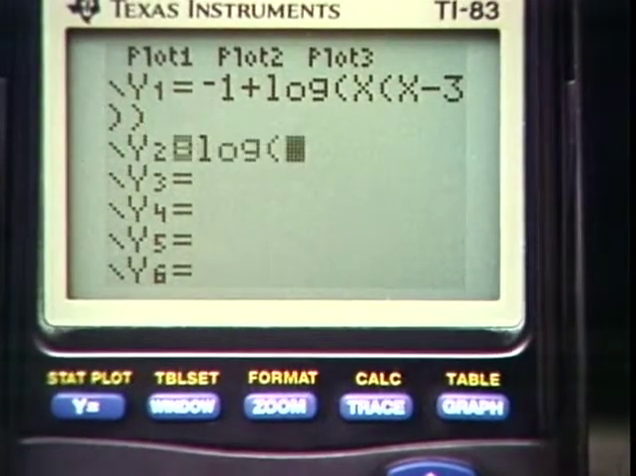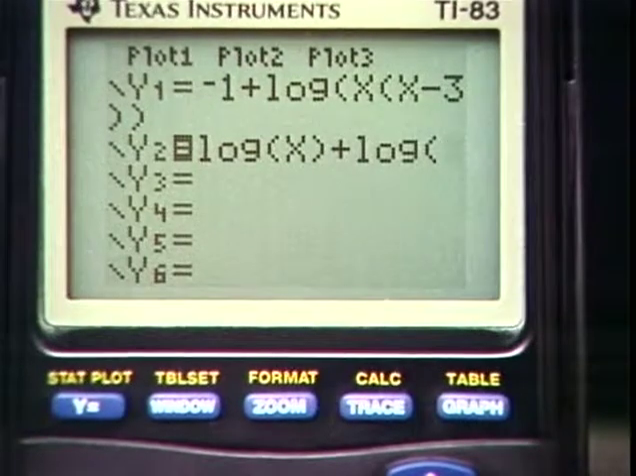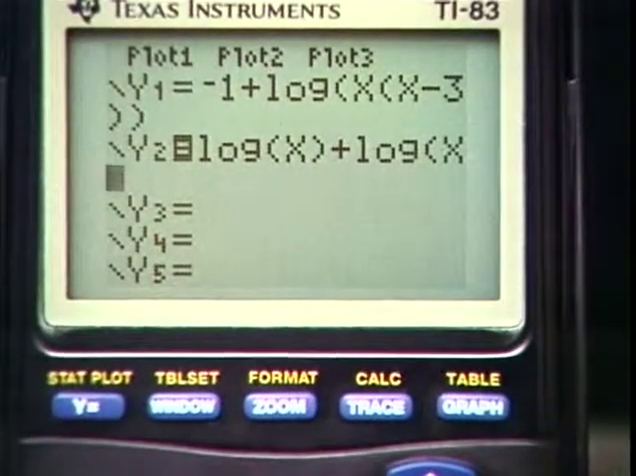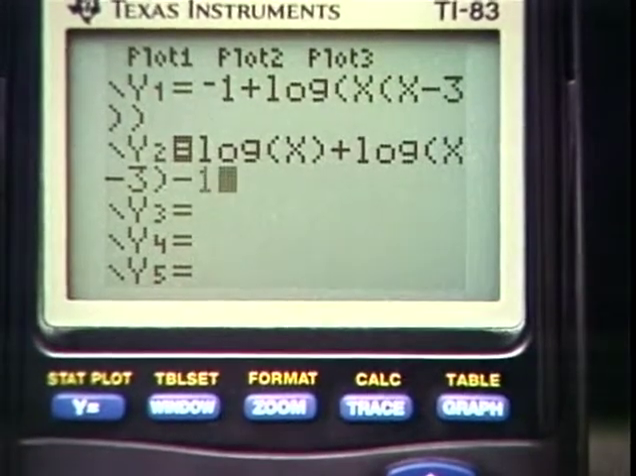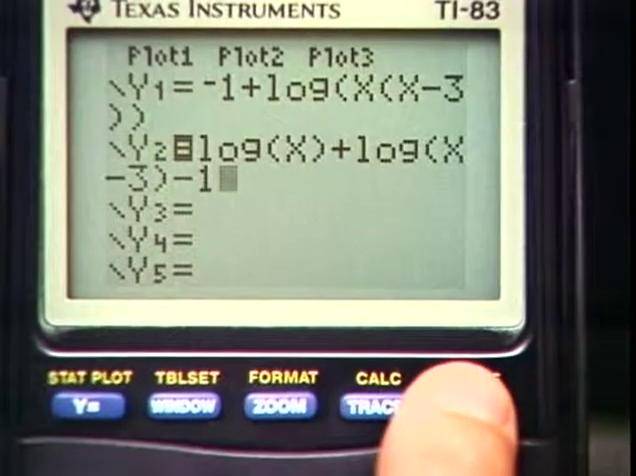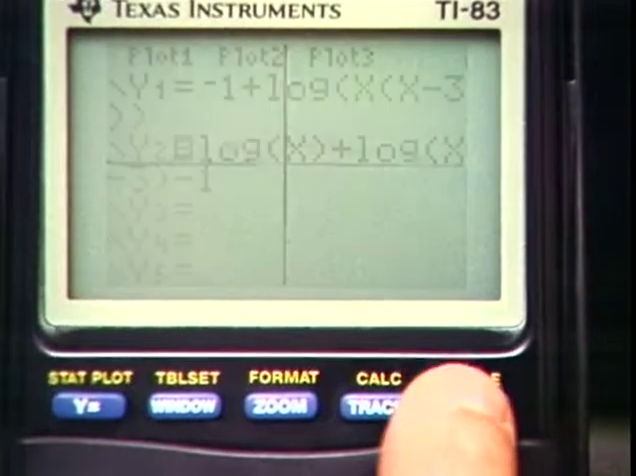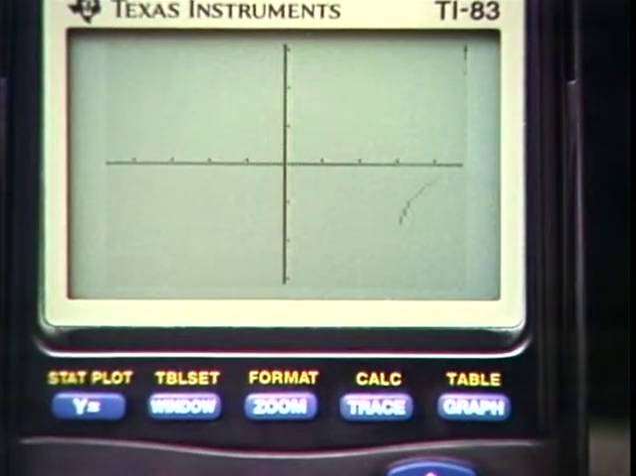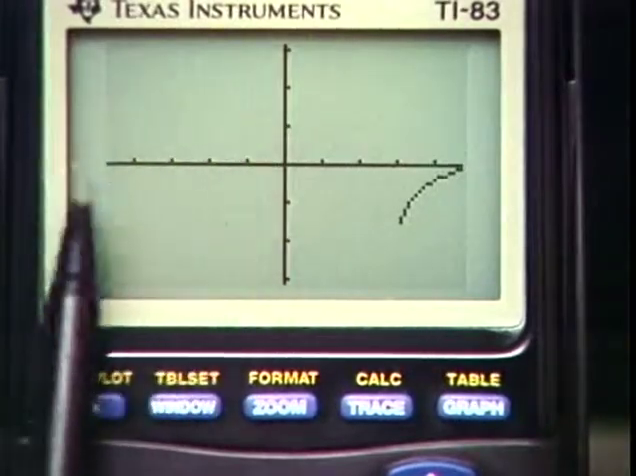And I'll enter log x, then plus log (x minus 3), and then minus 1 to throw that 1 to the other side. And now let's see what the graph looks like at this point. Now I'm only graphing this one because I deselected that one. So graph. Okay, I have nothing, no graph appears over here.